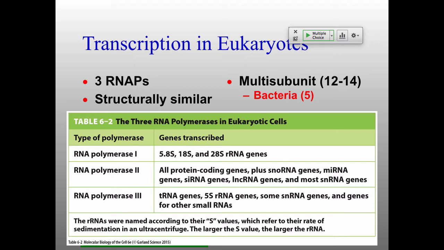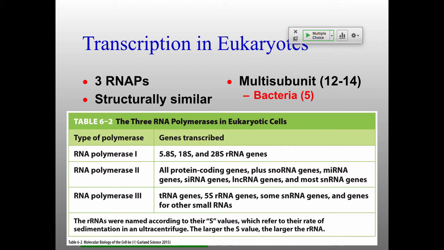Eukaryotes are a little more confusing. They don't have just one DNA-dependent RNA polymerase. They have 3 DNA-dependent RNA polymerases. And again, as our friends the molecular biologists are wont to do, they have incredibly creative names: 1, 2, and 3. They are going to transcribe different sets of genes. So RNA polymerase 1, for the most part, transcribes ribosomal RNA genes.